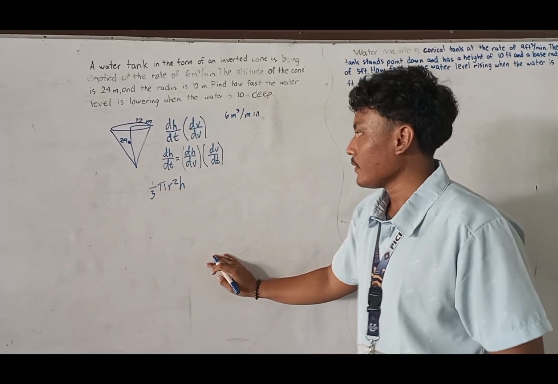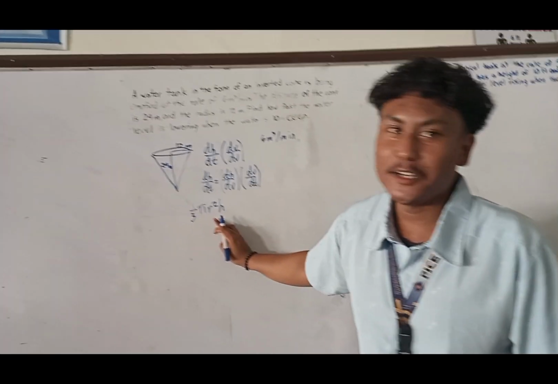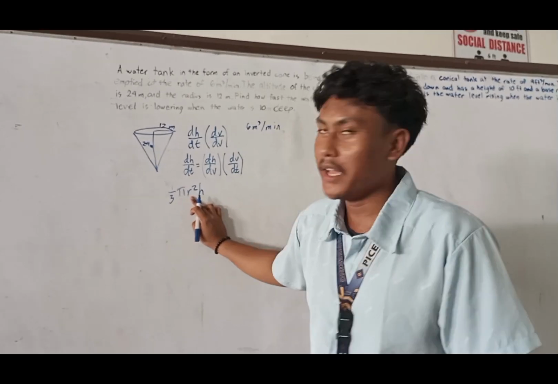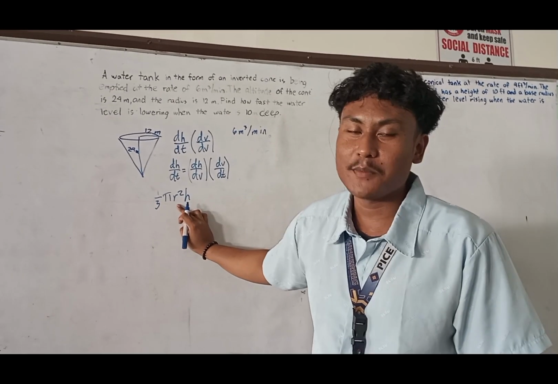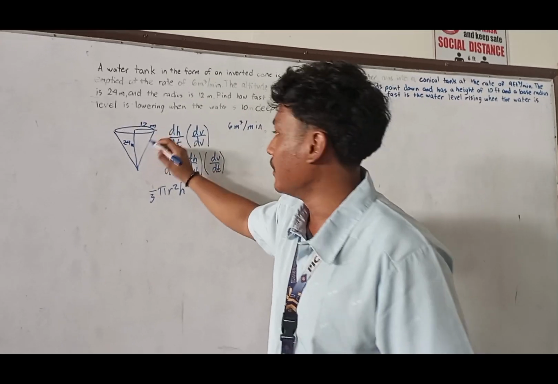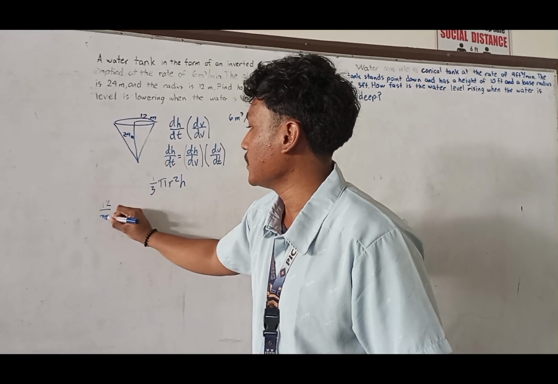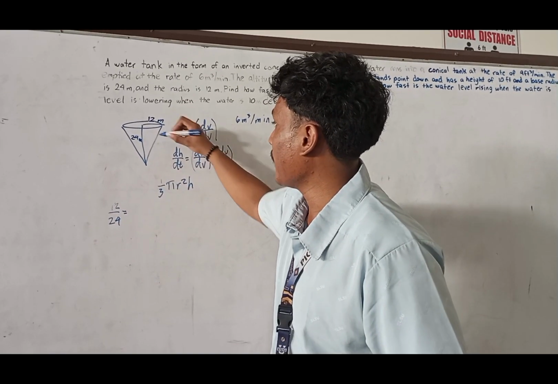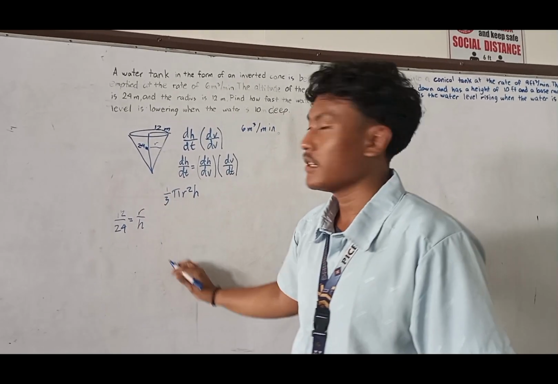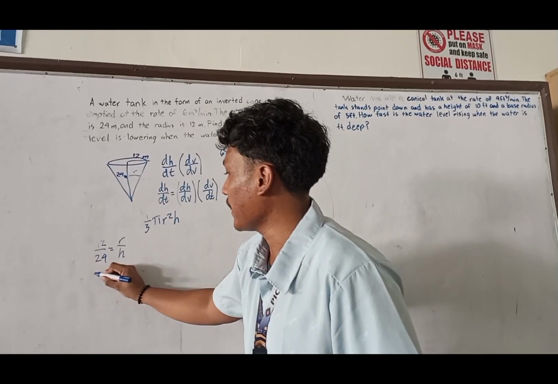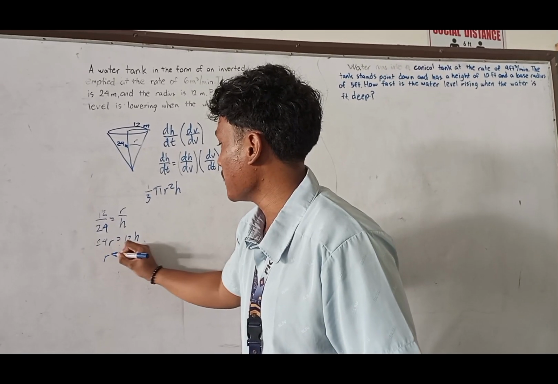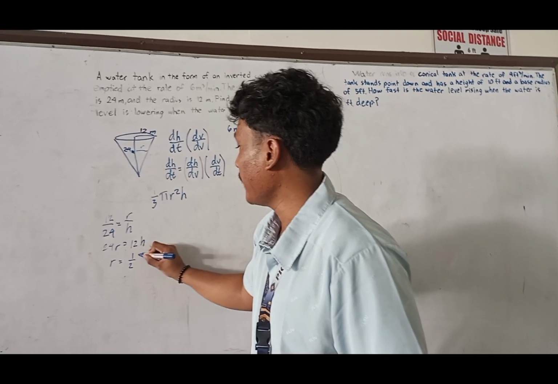Now, if we differentiate this, there are r and h. We cannot differentiate with two variables. So we replace r in terms of h using the ratio from this right triangle. This is 12 over 24. The ratio is r over h, and we cross multiply with 24, so r is 1/2 h.